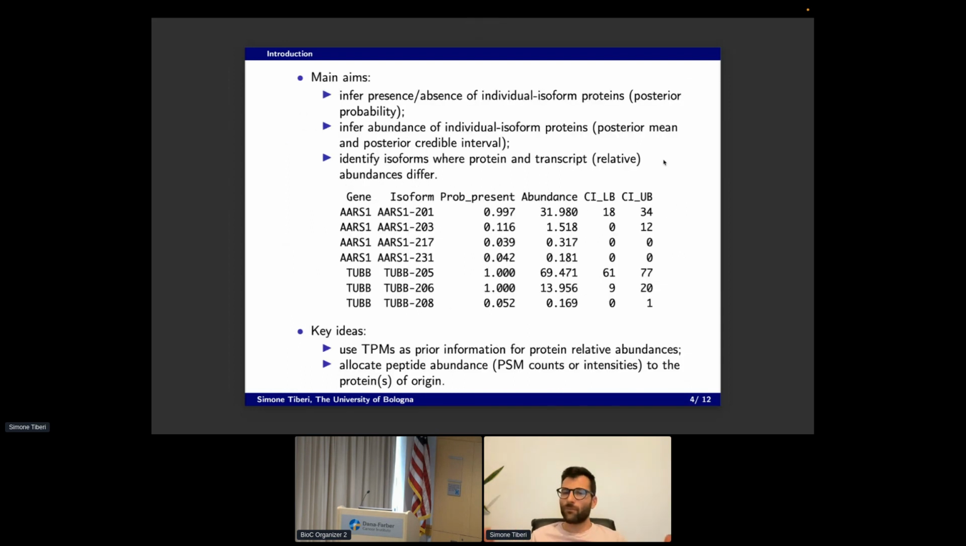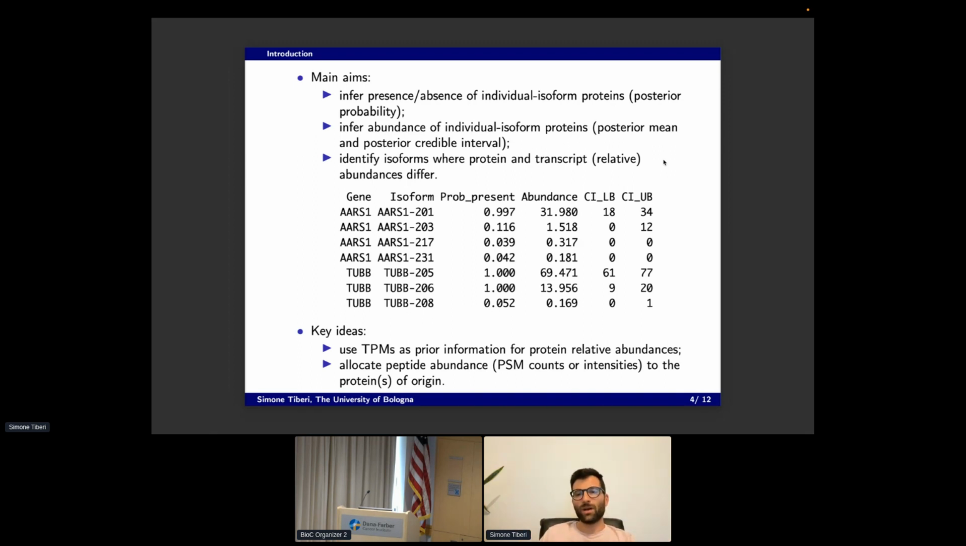Now, I spoke about inference, which is a very vague word, so let's get more into the specifics of what the current package does. We do infer presence/absence of individual isoforms and provide a measure of uncertainty with a probability that an isoform is present. We infer the abundance of the protein isoforms, and again we provide a measure of uncertainty like a credible interval. And we also try to identify the isoforms where the transcript and protein relative abundances significantly differ.